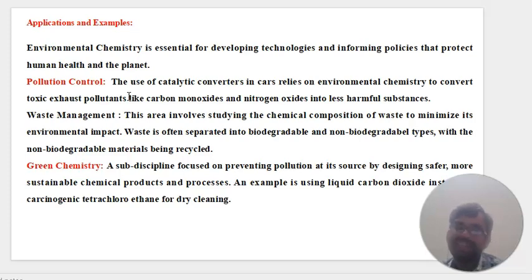Next is green chemistry. This is also one of the branches of environmental chemistry. It is the sub-discipline focusing on preventing pollution. The main concept is preventing pollution, by designing safer and more sustainable chemical products and processes. An example is using liquid carbon dioxide instead of carcinogenic tetrachloroethylene for dry cleaning.